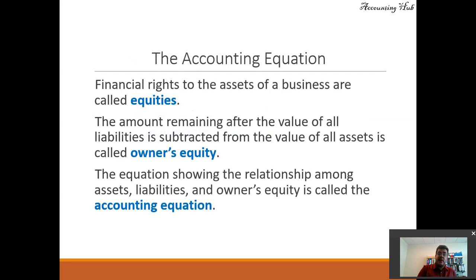And what is the accounting equation? Financial rights to the assets of a business are called equities. The amount remaining after the value of all liabilities is subtracted from the value of all assets is called owner's equity. I am the owner of $10,000 in assets, but I owe $2,000 to my creditors. So my owner's equity will be 8. 10 less 2. The equation showing the relationship among assets, liabilities, and owner's equity is called the accounting equation.